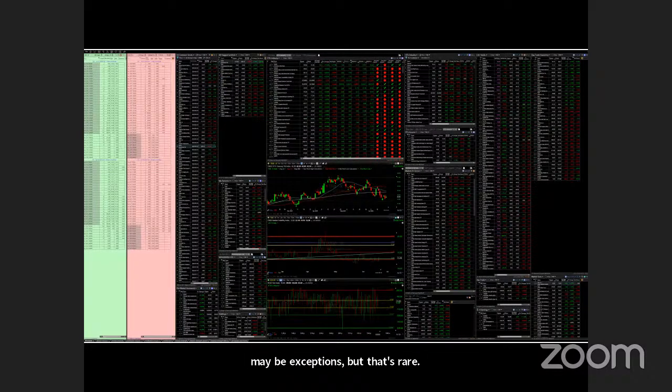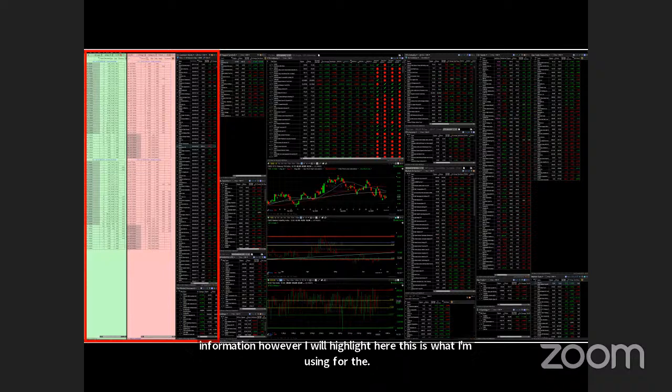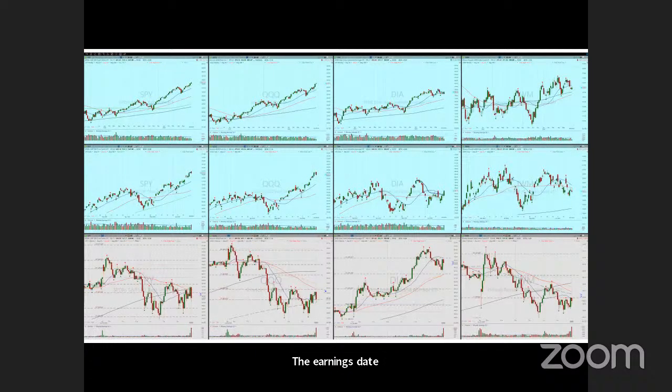The second screen here, a lot of watch lists and information. However, I will highlight here, this is what I'm using for the daily options scanning, this part of the chart, which is just the options chain and then a watch list with the earnings date. And then my third screen is just the horseman with weekly, daily, and 5 minute charts. And again, I know that the color triggers for me is blue.